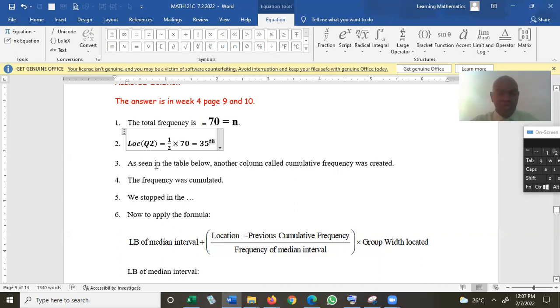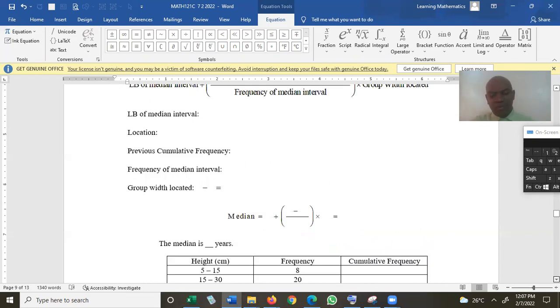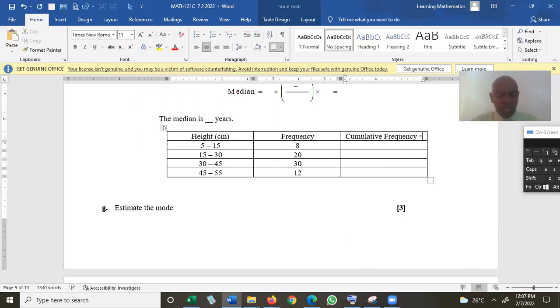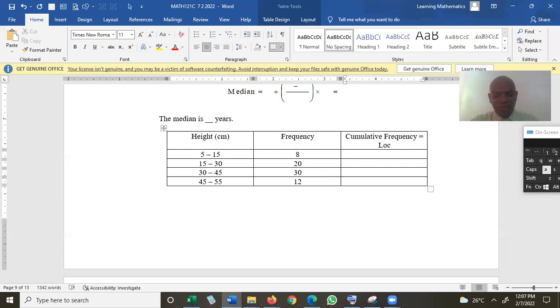If you recall with the stem and leaf, we had to go counting and looking. But what we've got now is a table. It says, as seen in the table below, another column called cumulative frequency is created. We don't have a stem and leaf, we don't have a cumulative frequency graph, we don't have a list of raw values. We have a table grouped in intervals. So you create another column called cumulative frequency, because cumulative frequency is synonymous with location. Please take note of that. I think we mentioned that in the cumulative frequency graph. Cumulative frequency is the same as location.